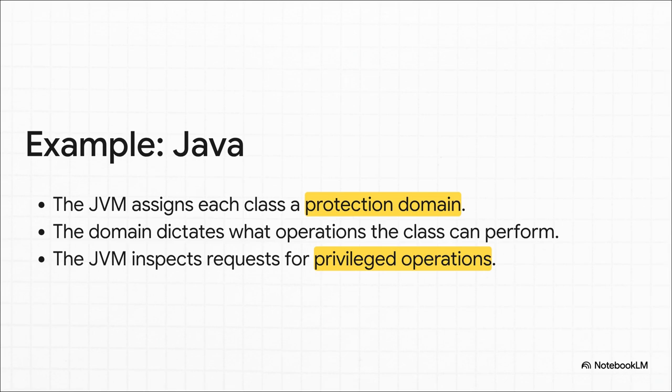And a perfect example of this is Java. The Java Virtual Machine, the JVM, acts like a security manager. When code is loaded, the JVM assigns it to a protection domain with a specific list of permissions. Then, if that code tries to do something sensitive, like access a file on your computer, the JVM steps in and checks its permission slip to make sure it's allowed. It's like a security sandbox built right into the language itself.